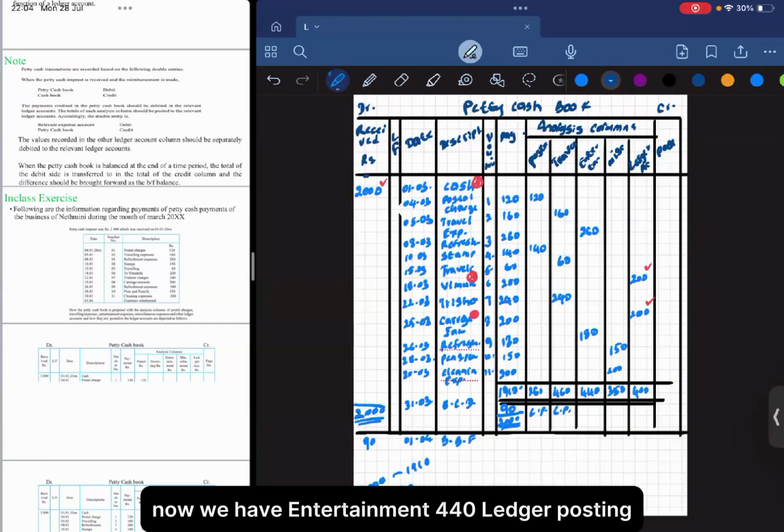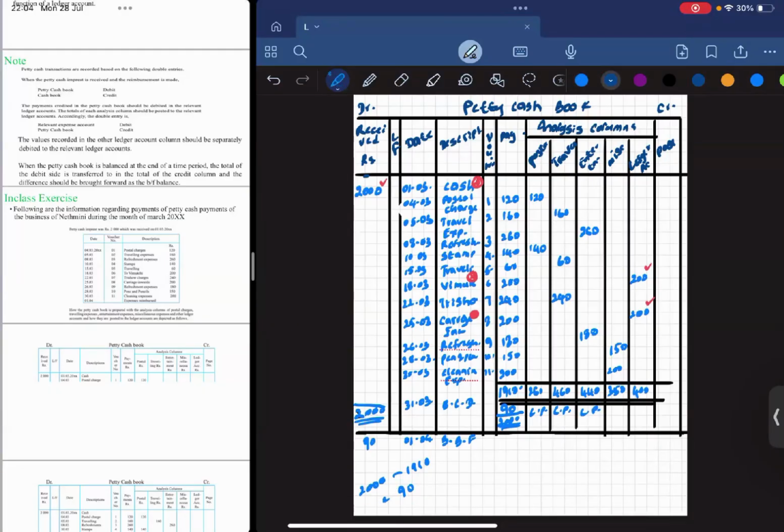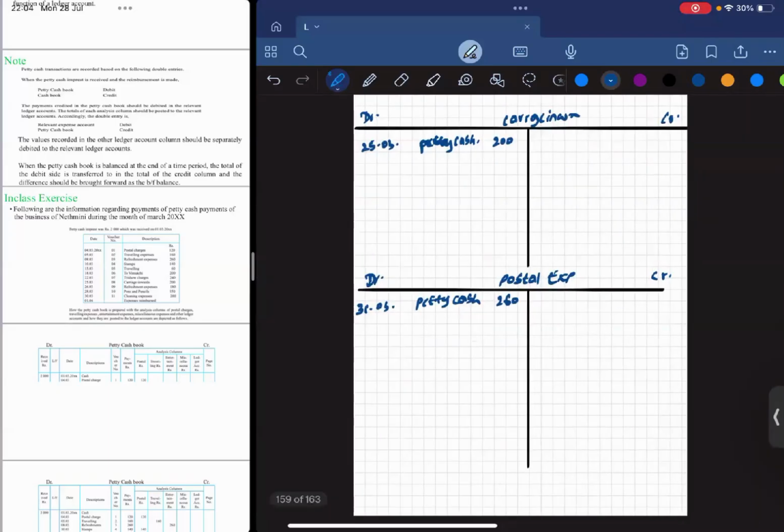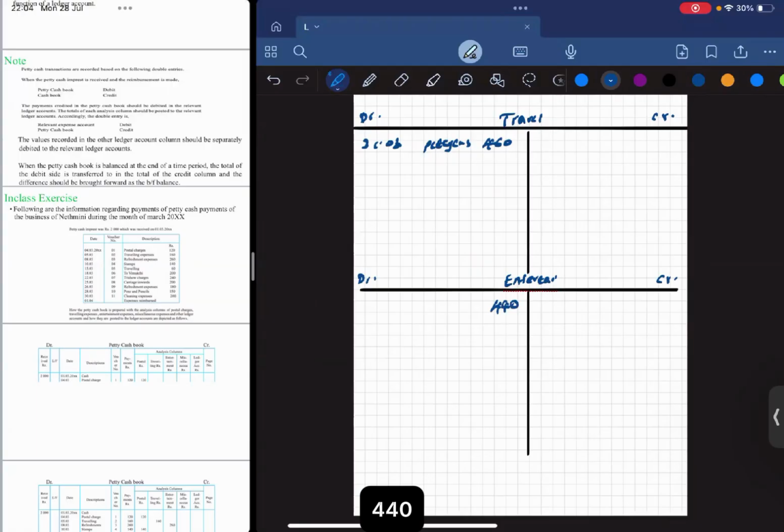Now we have entertainment 440. Ledger posting. Entertainment 440. Petty cash, 31st March.